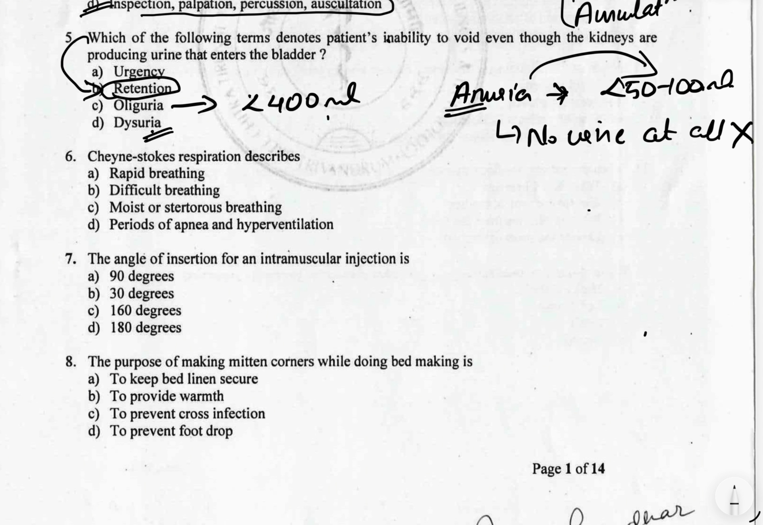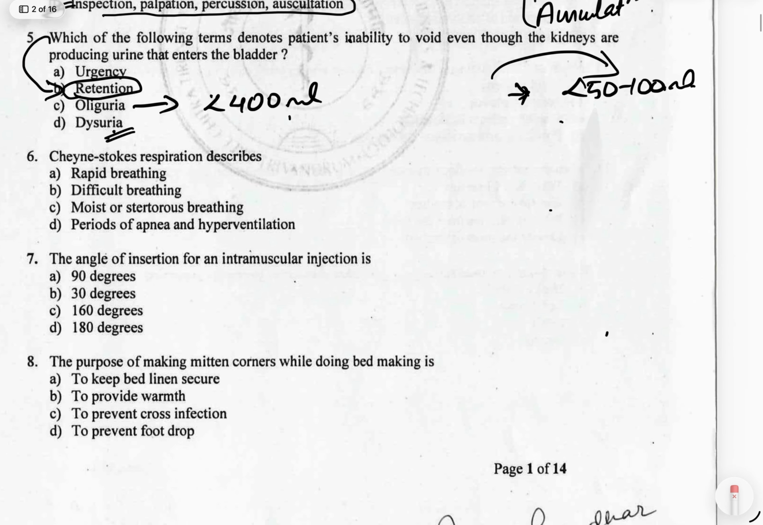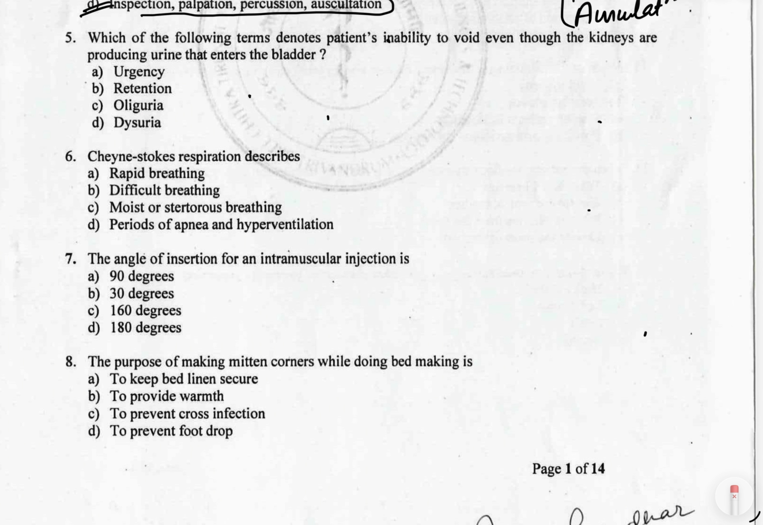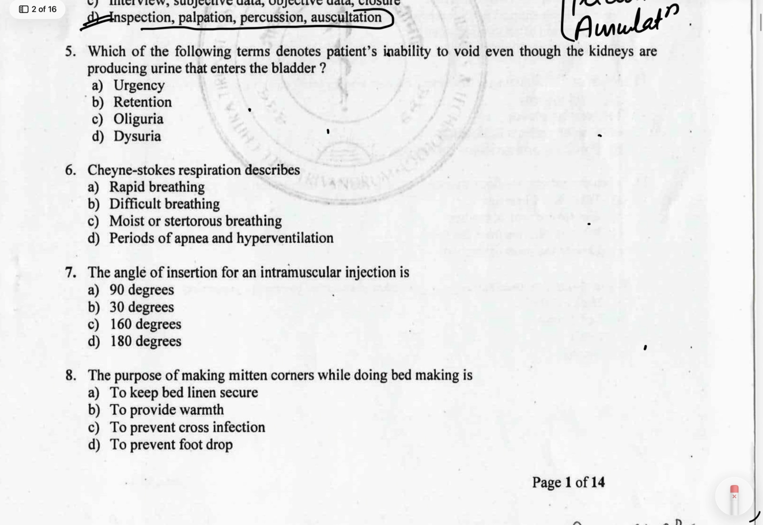So I went through anuria and oliguria there because there is a question regarding the urination or voiding of the patient. We'll go back to that question again so you won't get confused. This question says, which of the following terms denotes the patient's inability to void, though the kidneys produce urine that enters the bladder? So there are no issues with the kidney or the bladder. The only thing is the patient is not able to void. That is because the patient has urinary retention.